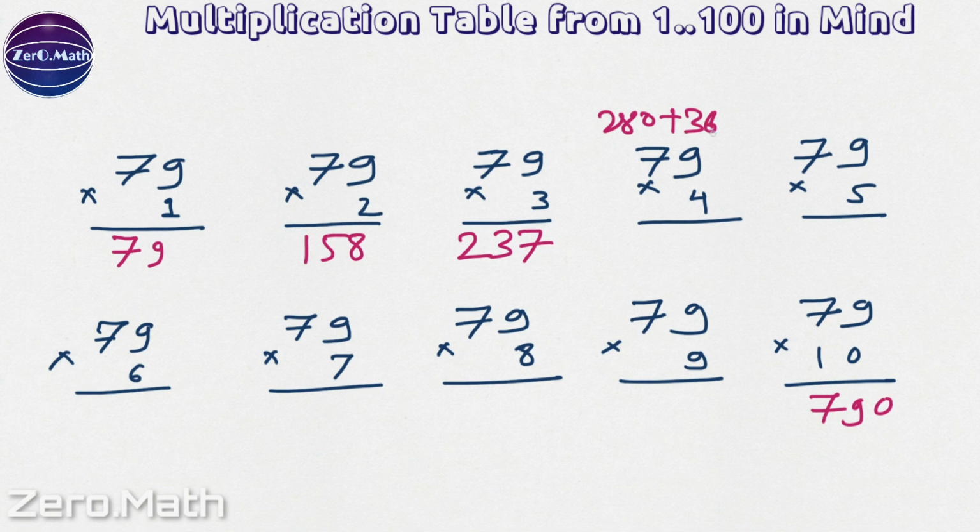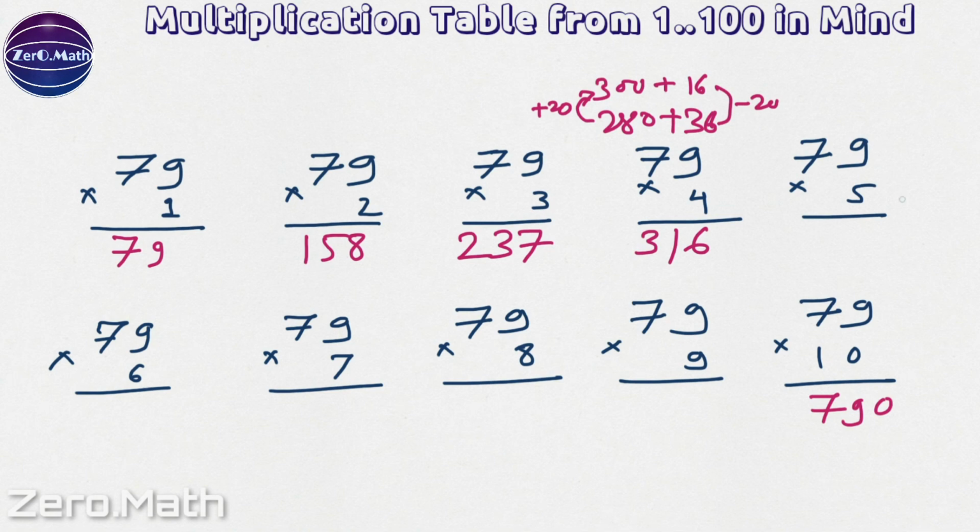Now if you find this addition difficult, then the closest number to 280 is 300. So we will add 20 to convert it to 300. Since I add 20 here, I'll subtract 20 from 36. So this will become 16. So this will be the simplified addition. 300 plus 16 is 316, which is our answer.